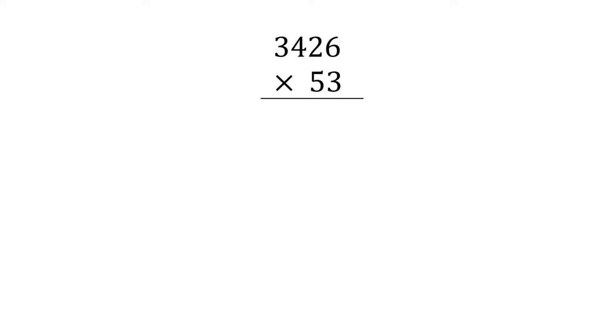So 3 times 6, our first column. 3 times 6 is 18. Write down the 8 and carry the 1. 3 times 2 is 6. 6 plus 1 is 7. Then 3 times 4, which is 12. We'll write down the 2, carry the 1. 3 times 3 is 9. 9 plus 1 is 10. Okay, we finished our first row.